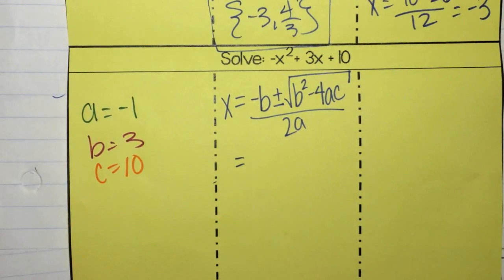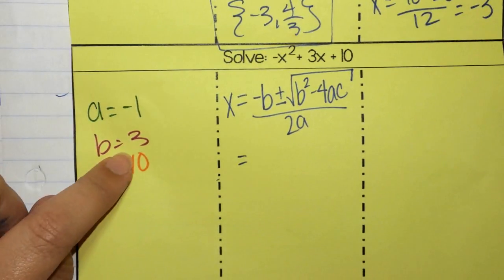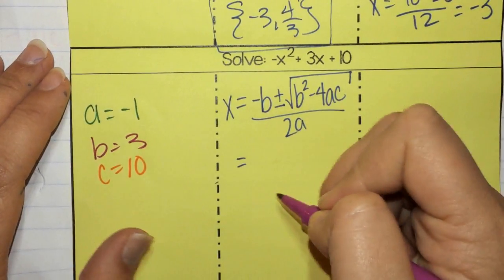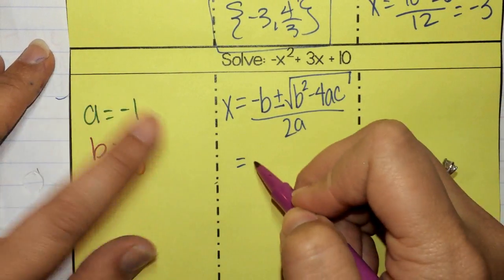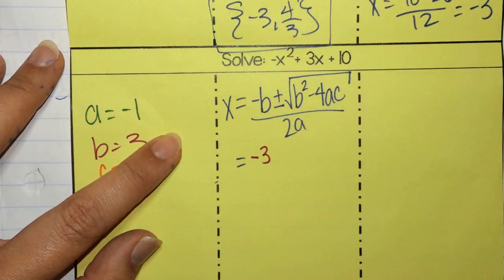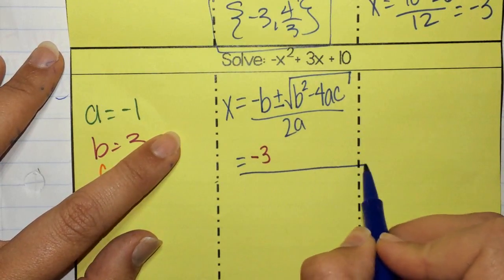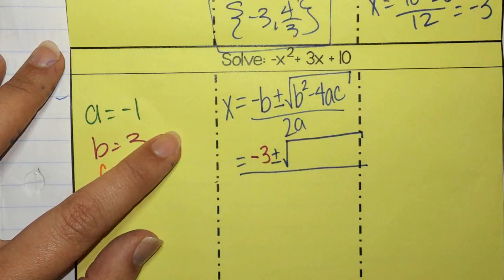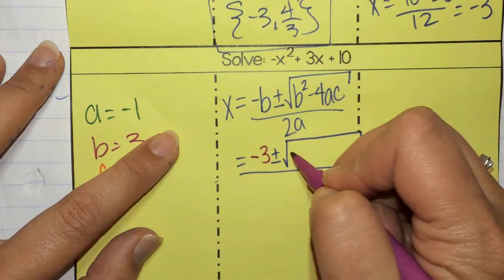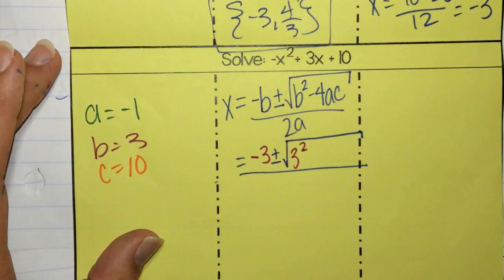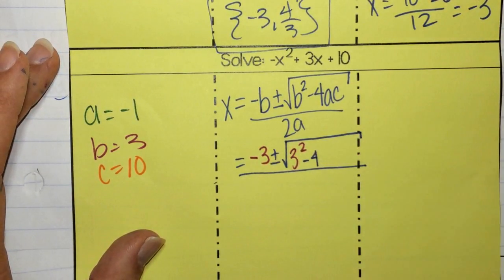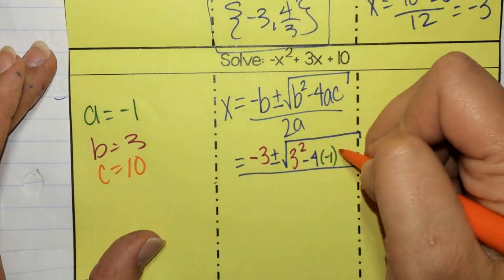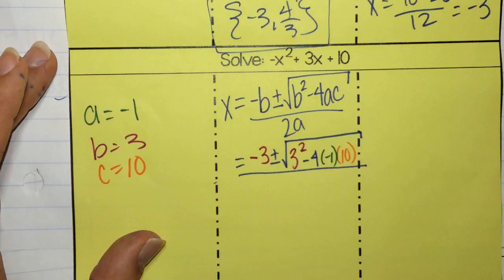No, we accept everybody. Okay, so opposite of B, what will we plug in for that? Negative 3. Okay, what do I plug in for B squared? 3 squared. Minus 4 times what? What's A? Divided by?